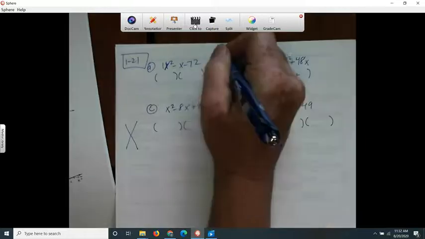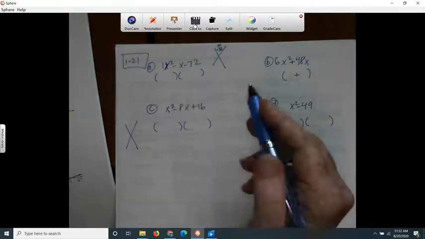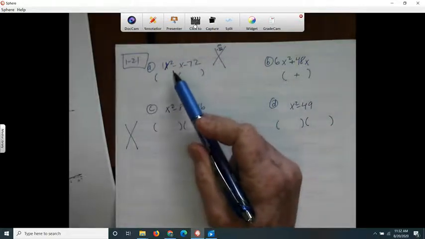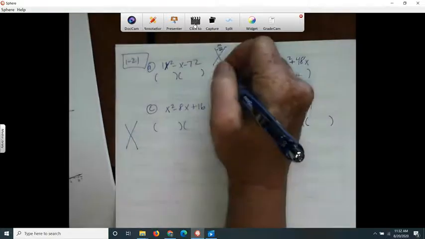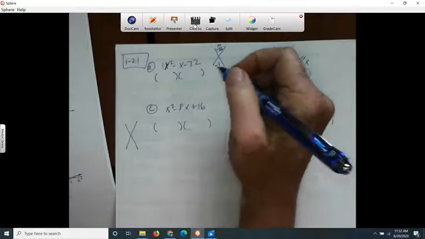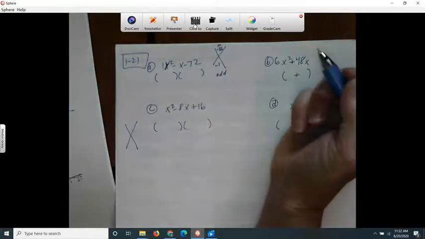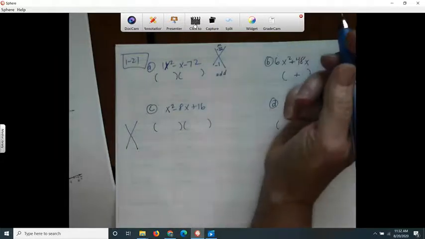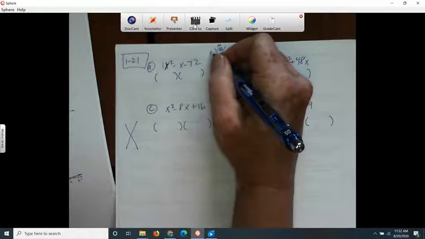I'm looking for something that multiplies to make negative 72 and adds to make negative 1. So I think of all the ways I can multiply to make 72. The first thing that comes to my mind is 9 times 8. Actually, 9 and 8 is the answer, because I can take negative 9 times positive 8, which gives me negative 72. Negative 9 plus positive 8 gives me negative 1.